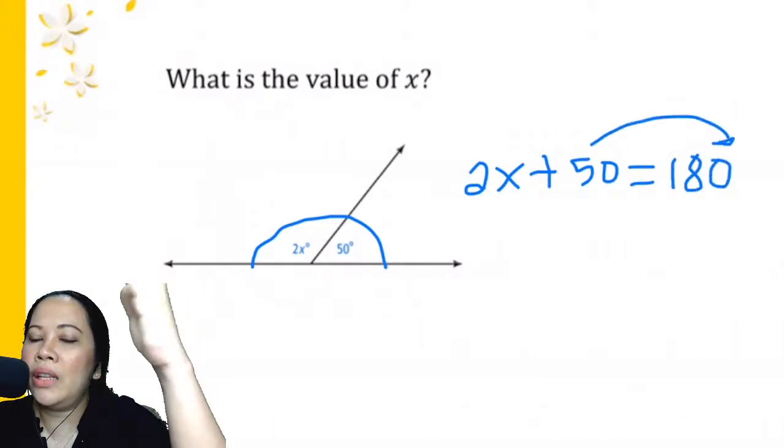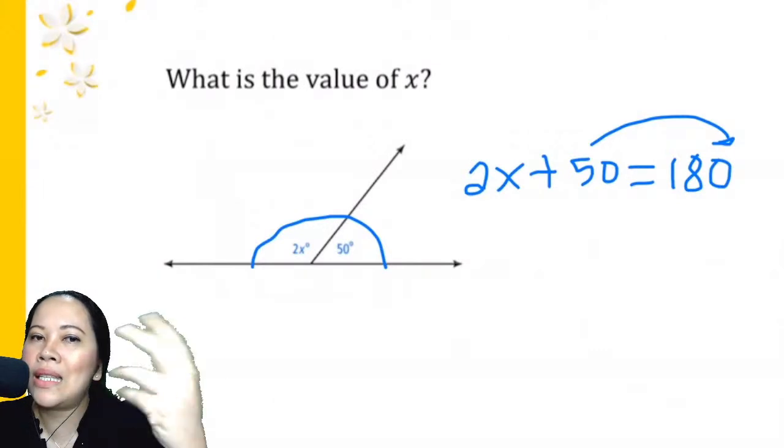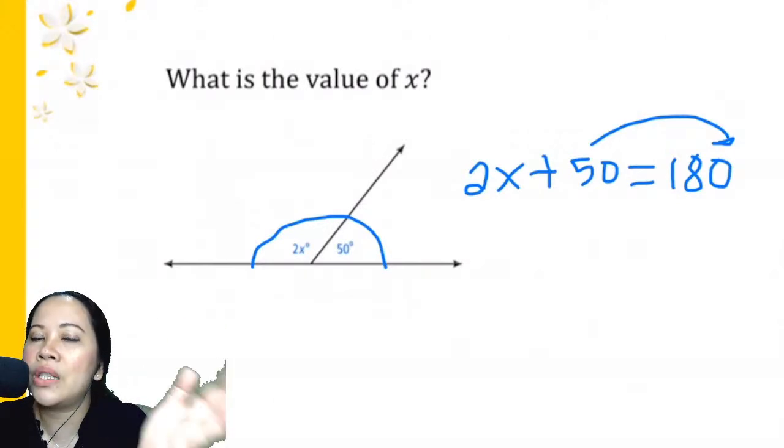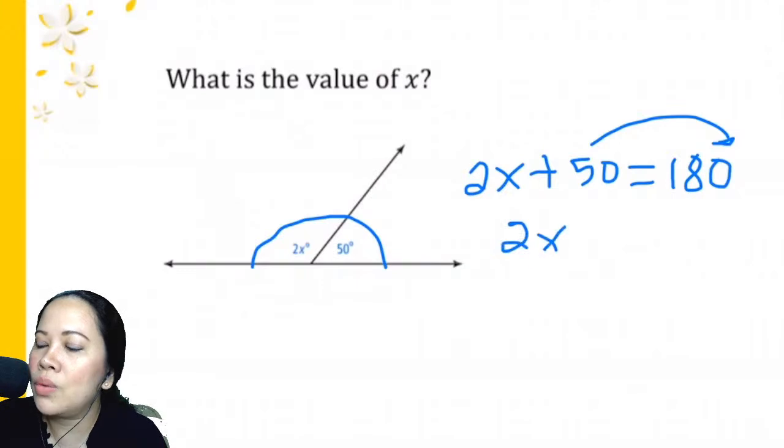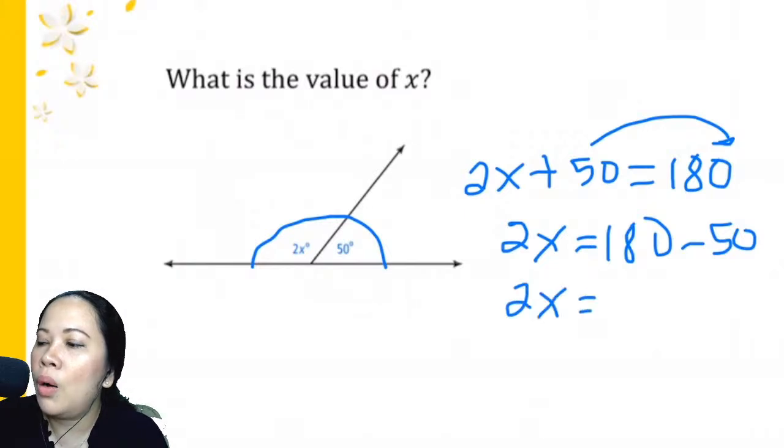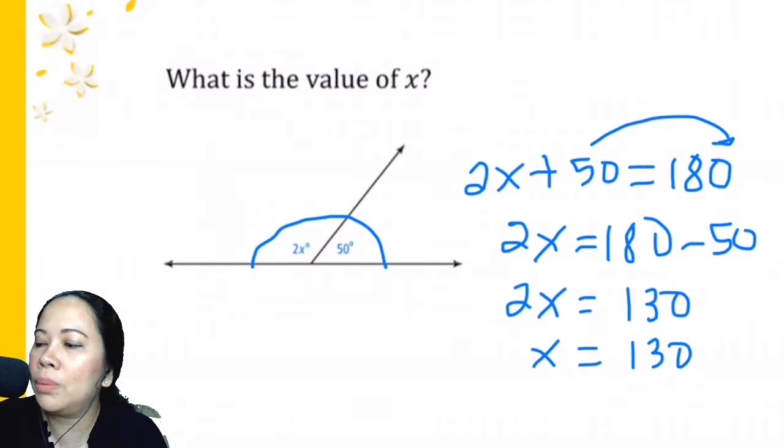When you transfer anything to the opposite side, its sign will be the inverse of it, or the reciprocal of it. So 2x will be 180. Since that's plus, it will be minus on the other side. And 2x will be 130. X, 130. That's multiplication. So when you transfer, it becomes division.